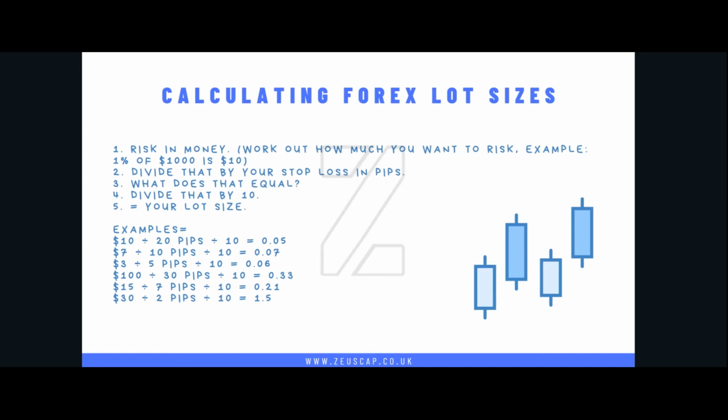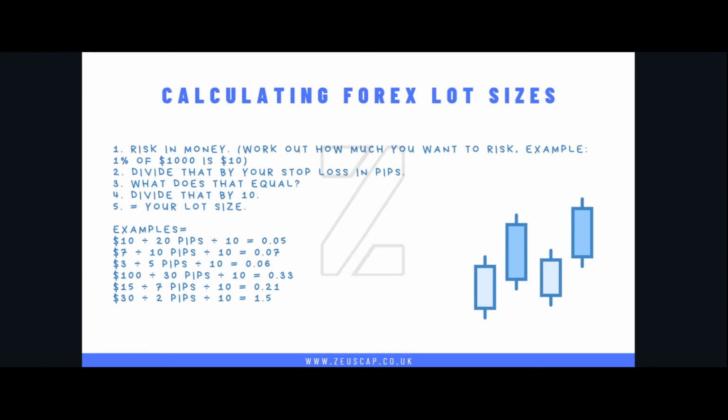And then 3, what does that equal? And then 4, you have to divide whatever it equaled by 10. And then number 5 is your lot size. So there are loads of examples on here from different pips to how much you want to risk. For example, if you're risking $10, divide that by 20 pips, right? So for example, I have a stop loss of 20 pips. Divide that by 10, and that will equal 0.05.